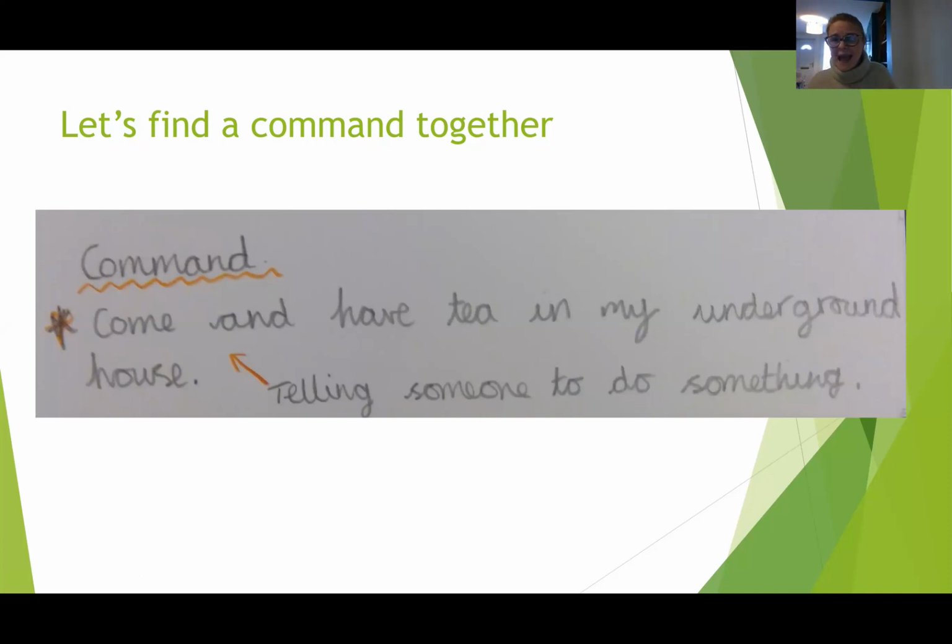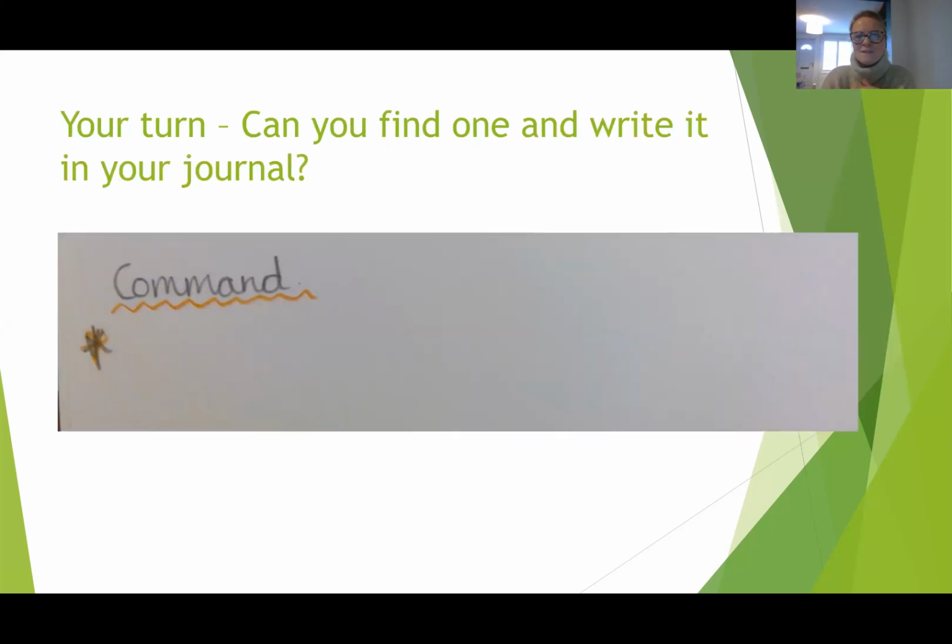The fox is telling the mouse to come and have tea, isn't he? He's saying, come on, come and have tea. He's using a verb at the beginning of his sentence to tell him to do something. Super. So, can you now have a look in the rest of the story of the Gruffalo? Can you find another example of a command and can you write it in your journals? Off you go.